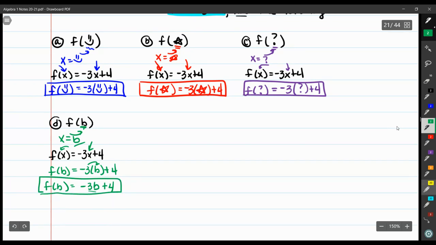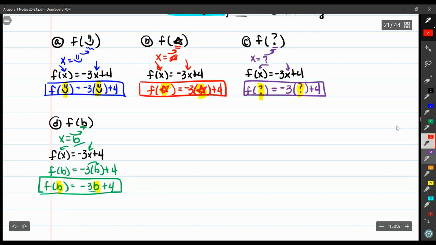Now, I want you to notice a pattern here. Whatever was inside here is the input value here. Whatever's here is the same variable every time. Even the b has a b on the actual right side of my equation. The variables should match.